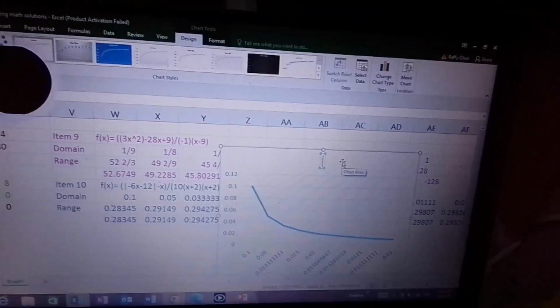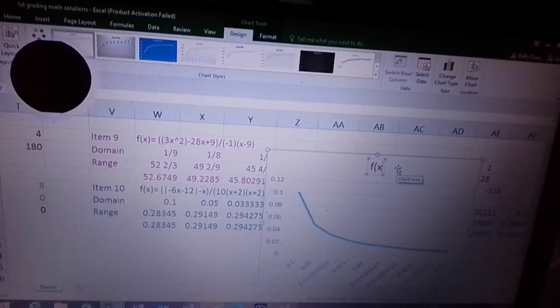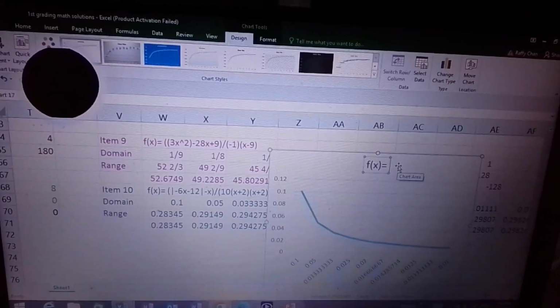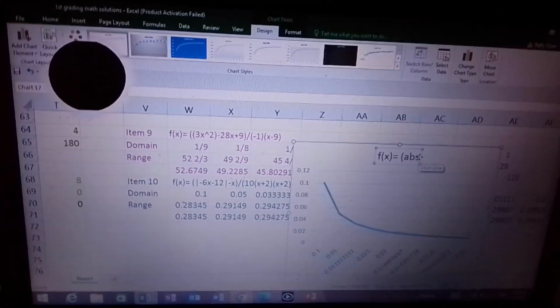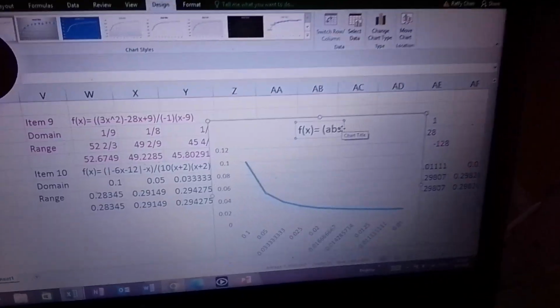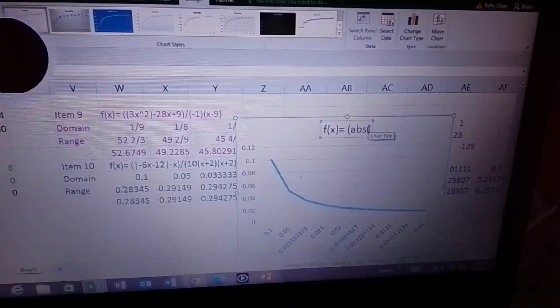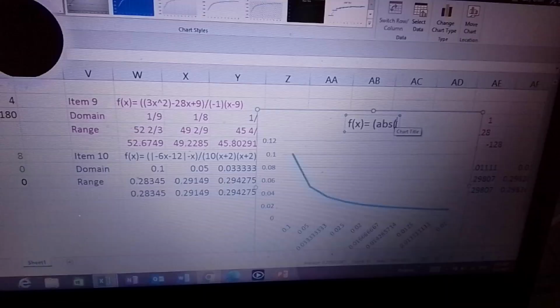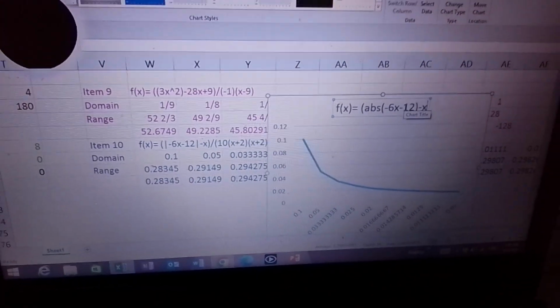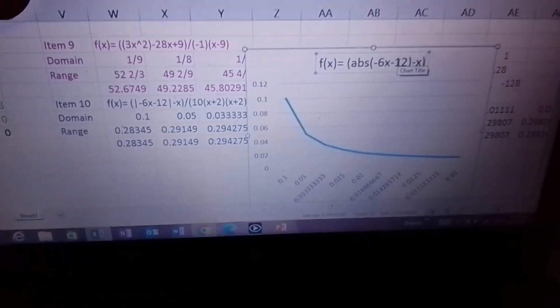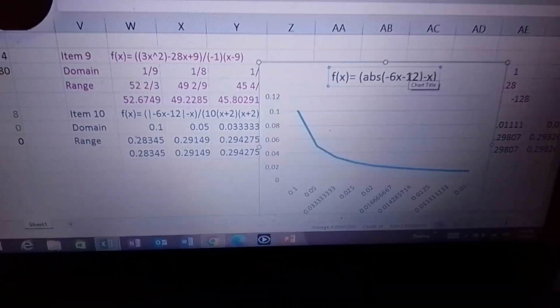So let's input our chart title. Our chart title is f of x equals the absolute value of, so we put the function there. The absolute value of, what is the number? We have negative 6x minus 12, and then minus 2 minus x. Then close parentheses. Just like that. Can you follow?